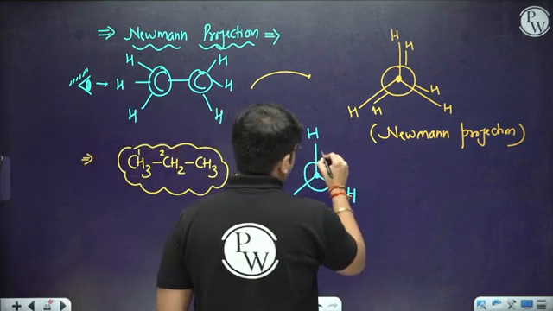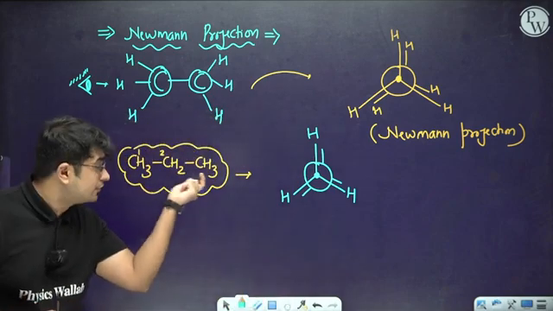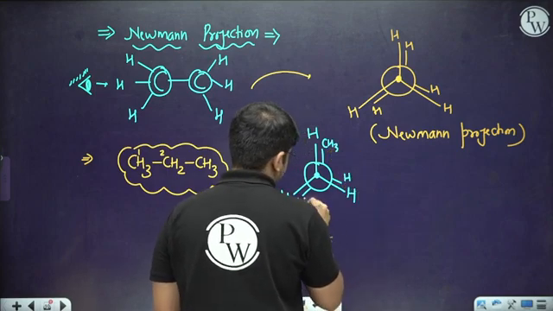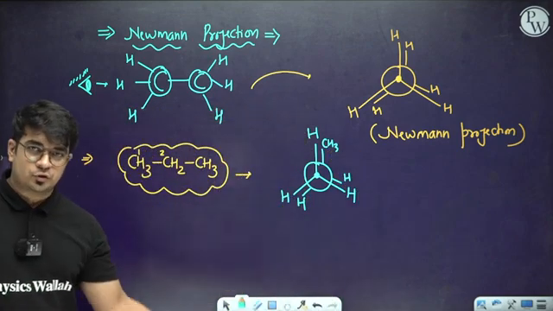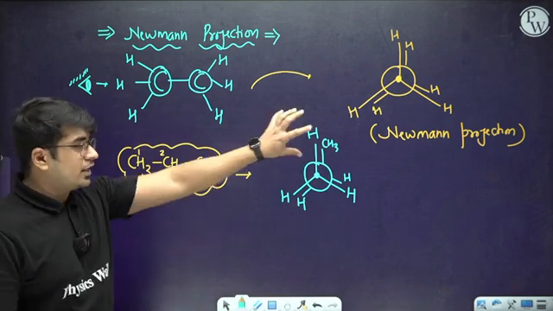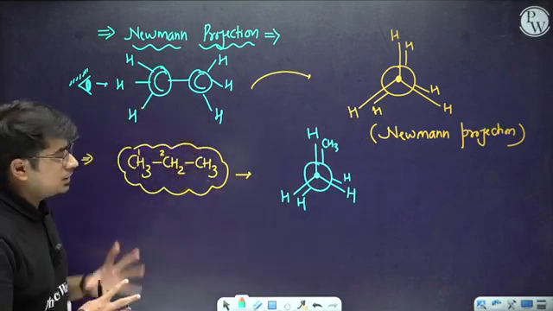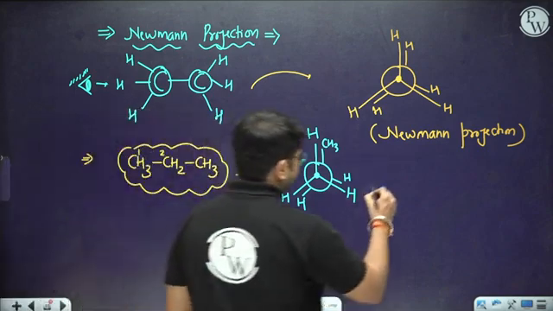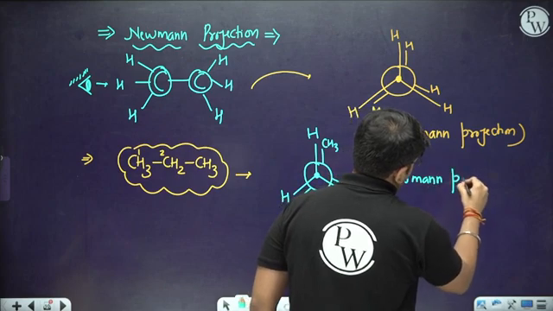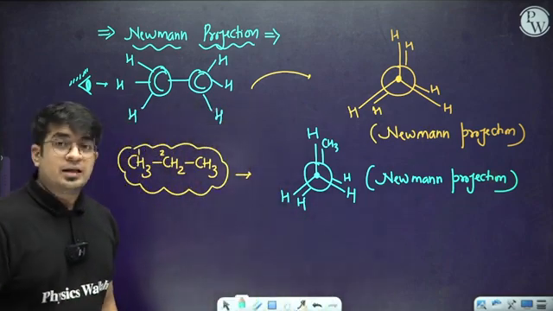If I talk about the back carbon, again I can see 3 atoms, but 2 are hydrogen and 1 is a CH3. So it's supposed to be CH3, H as well as H. That is one of the Newman projections related to this molecule. We are going to see what happens when we rotate the molecule a little bit. That part we are going to cover, but this is the Newman projection. Okay, let's talk about another example.